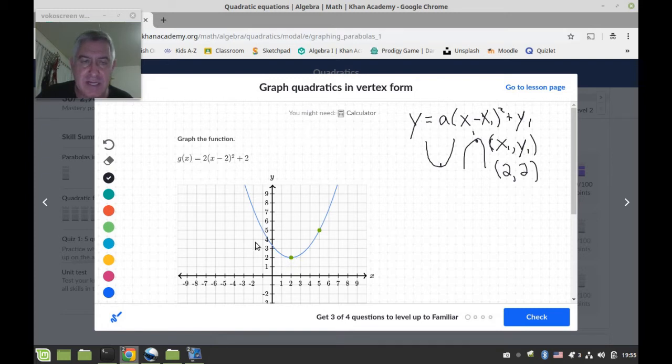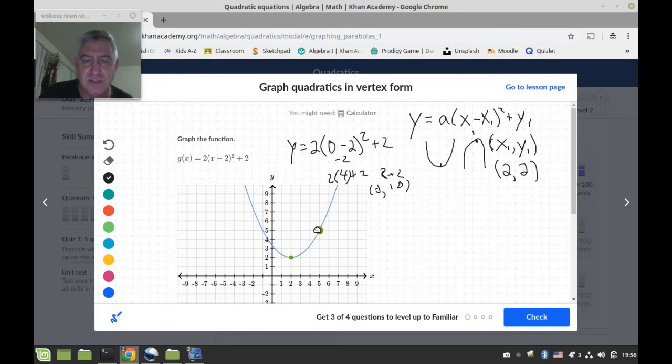A is positive, so it's going to open up. And we only need one more point for this graph, so I think it's easier to find the y-intercept. The y-intercept is where x is equal to 0. So I'm going to say the y-intercept is equal to 2 times, with x equal to 0, negative 2 squared, which is 4. 2 times 4 plus 2. 2 times 4 is 8. 8 plus 2 is 10. So my y-intercept is 0, 10.